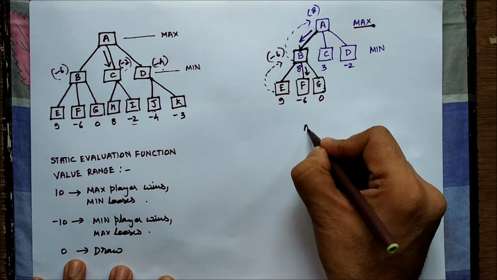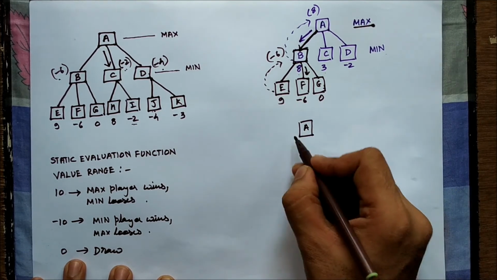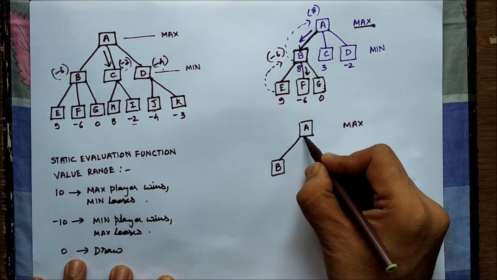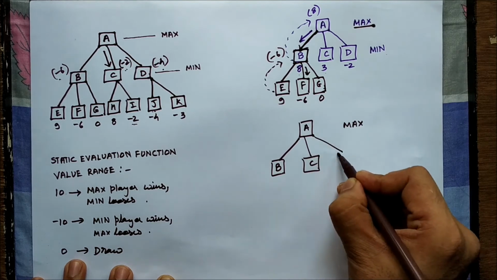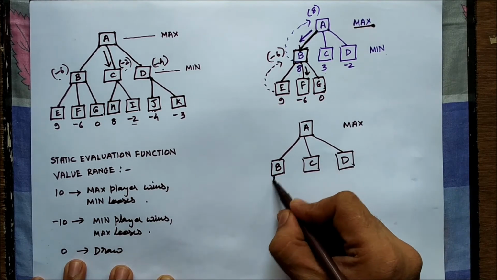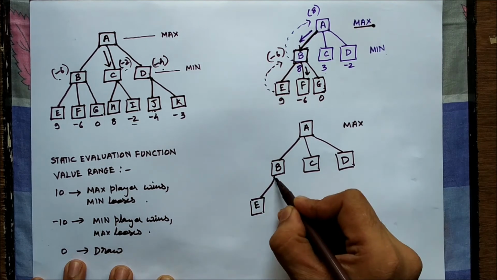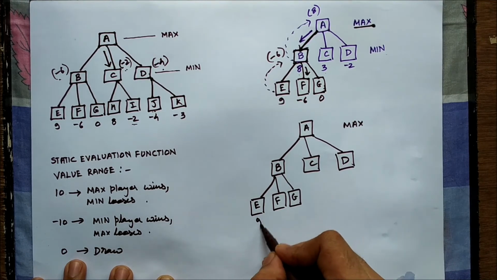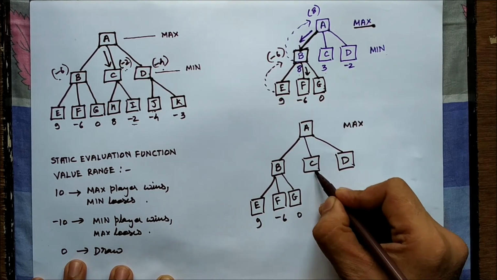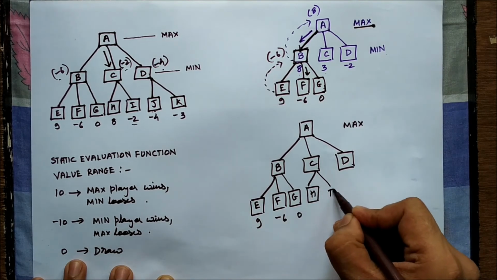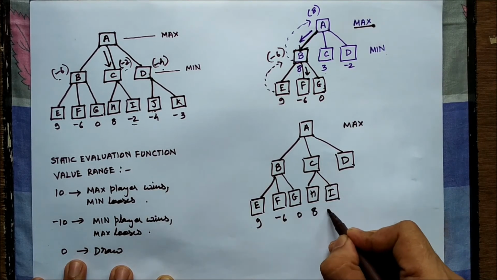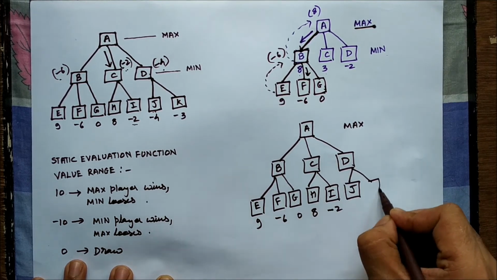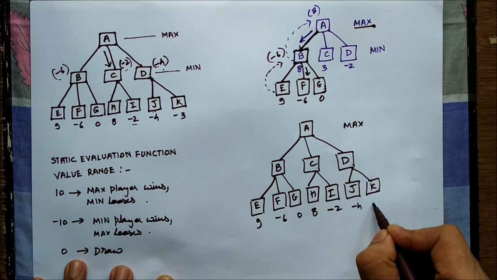So this is the initial node A, and it was the max player's turn. B, C and D are the child nodes. B gives you E, F, G with values 9, minus 6 and 0. C gives H and I with corresponding values 8 and minus 2, and D gives J and K with corresponding values minus 4 and minus 3.